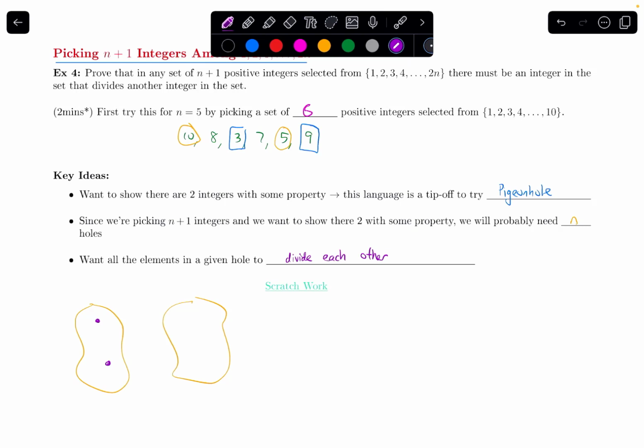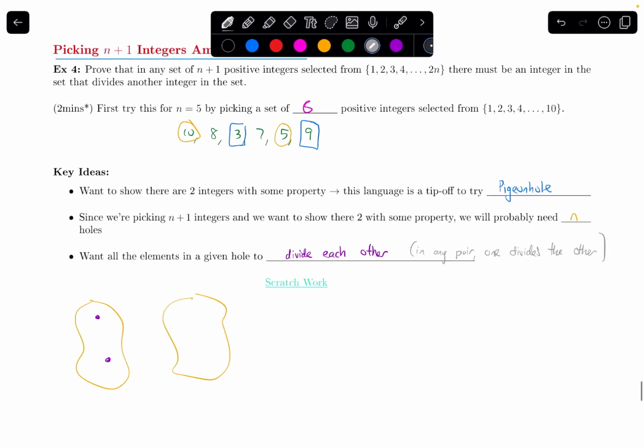Or at least, if I pick any 2 of them, for one of them to divide the other. So in any pair, one divides the other. So that's what I mean by that. In any 2 that I pick, one of them divides the other. Okay, so how can we do this?